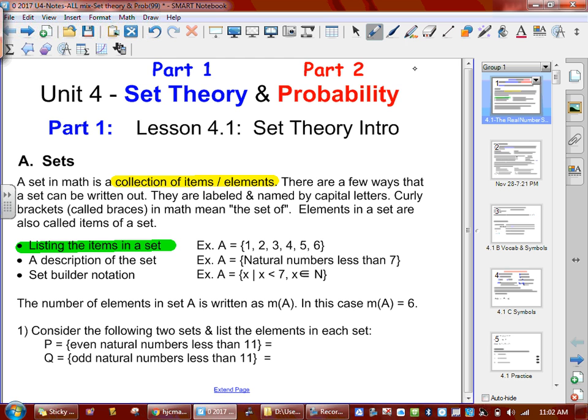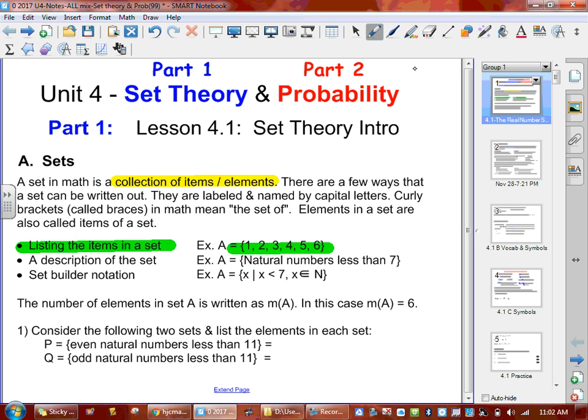So we just list them, and we list them in what we call those curvy brackets. Those curvy brackets have a special name. They're called braces, actually. So the curly braces, they are an actual symbol, and they mean something in math as words. So you would read it as the set of. So A is the set of numbers 1, 2, 3, 4, 5, and 6. That's how we would read that.